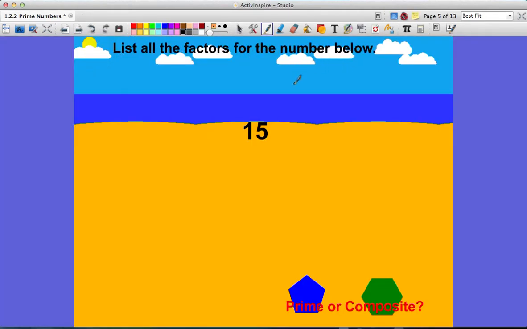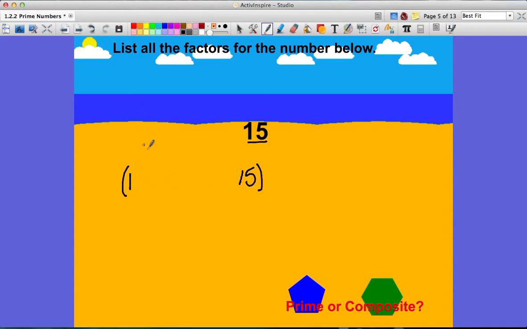Alright, so let's list the factors of 15. So again, I start with 1 because I always start with 1. And then I write 15 because my smallest factor will always be 1. My largest factor will always be the number itself. Okay, give yourself lots of room. You can always rewrite the answer if you have extra space. It's always hard to squeeze numbers in if you leave yourself not enough space.